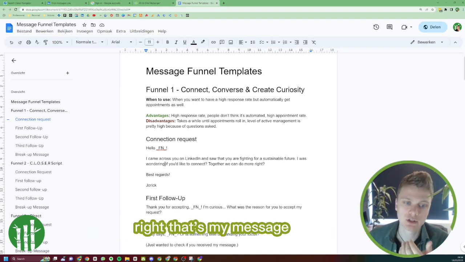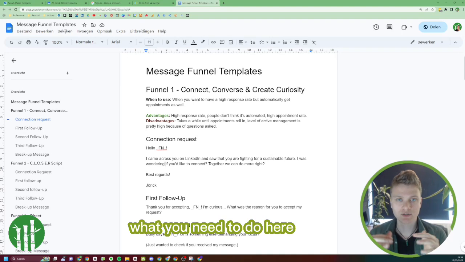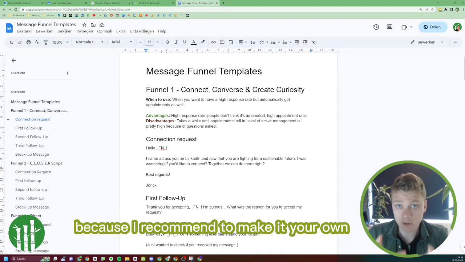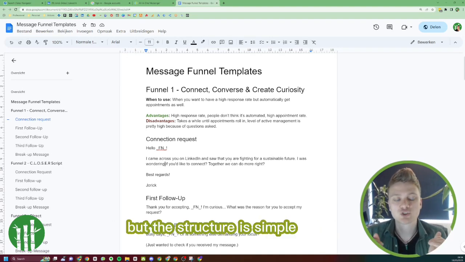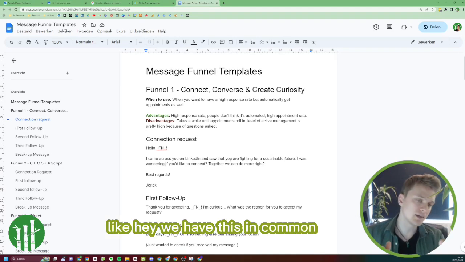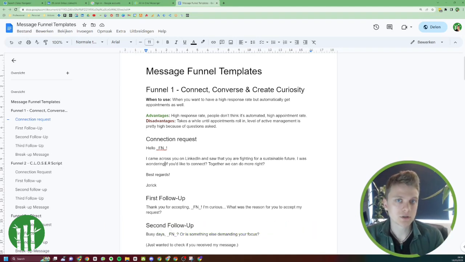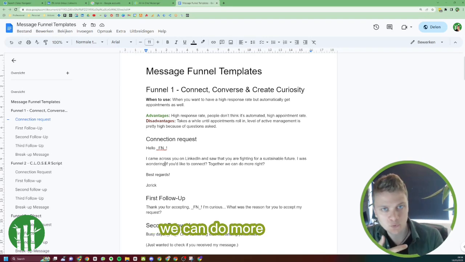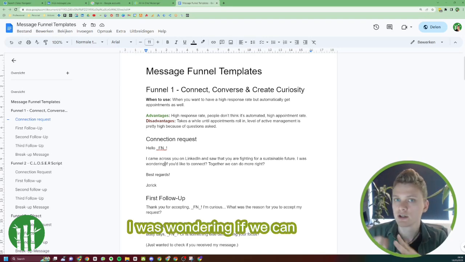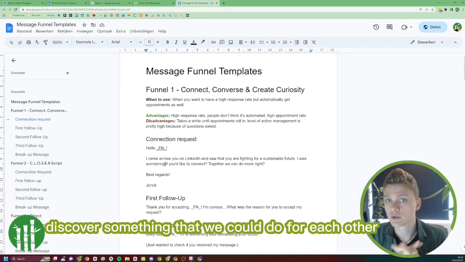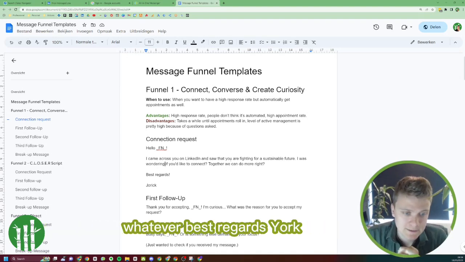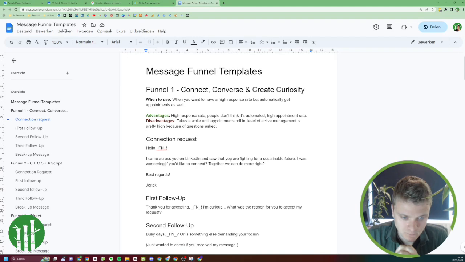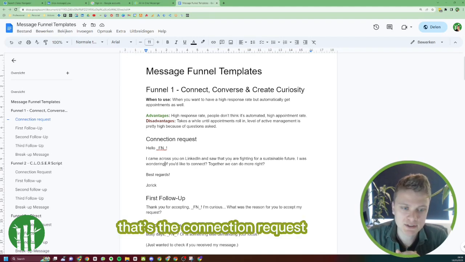That's my message. So basically what you need to do here, because I recommend to make it your own, but the structure is simple. Like, hey, we have this in common. Would you like to connect? Together we can do more. I was wondering if we can discover something that we could do for each other. Whatever. Best regards, York. That's the connection request.